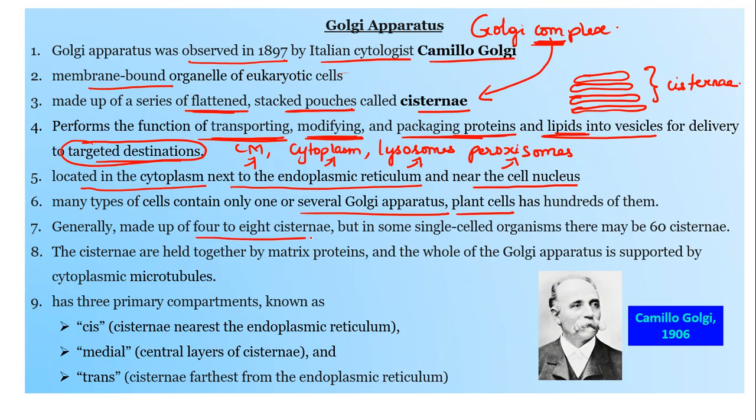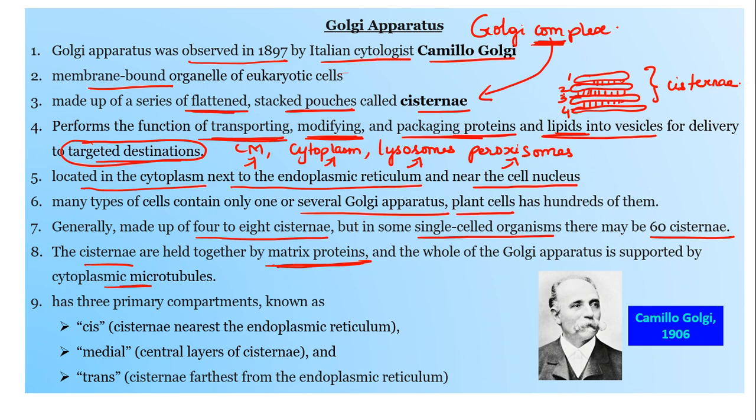Generally a Golgi complex is made up of 4 to 8 cisternae, right? But sometimes there are some single celled organisms where there are about 60 cisternae. These cisternae, the stack-like structures, 1 2 3 4, there are 8 like this, right? These structures are internally bound together by proteins called matrix proteins, right? These are small tube-like, microtubule-like structures.